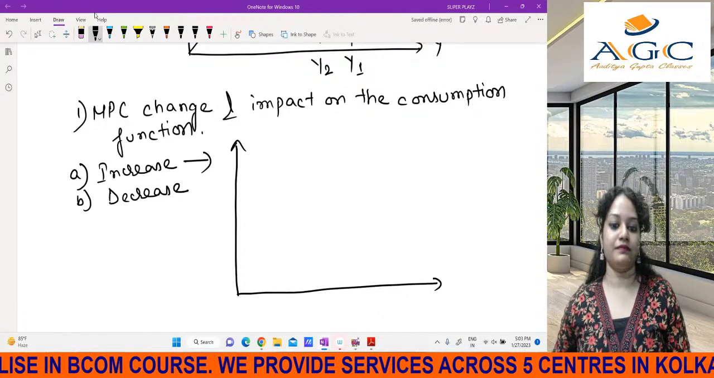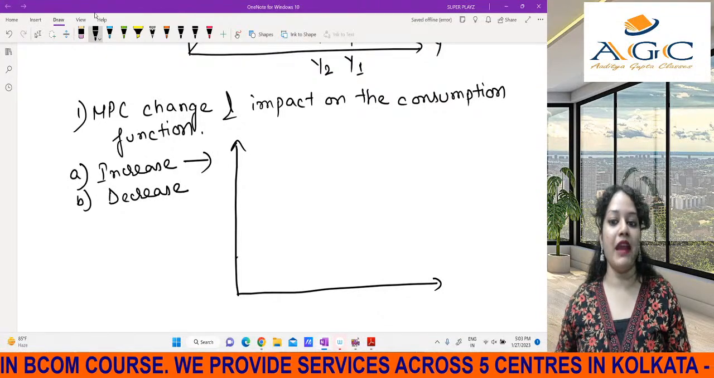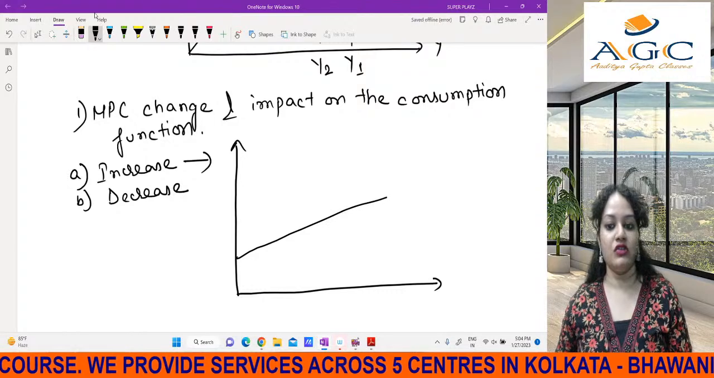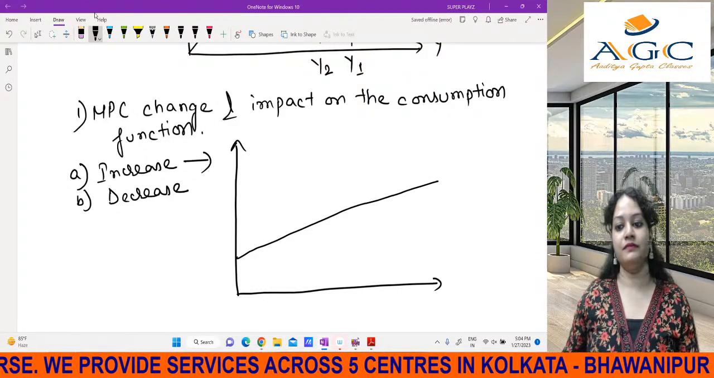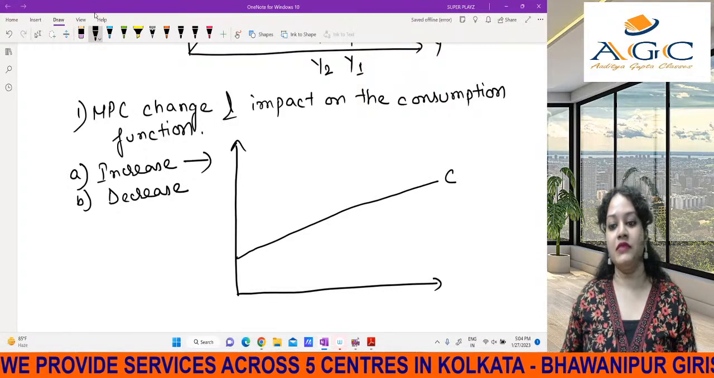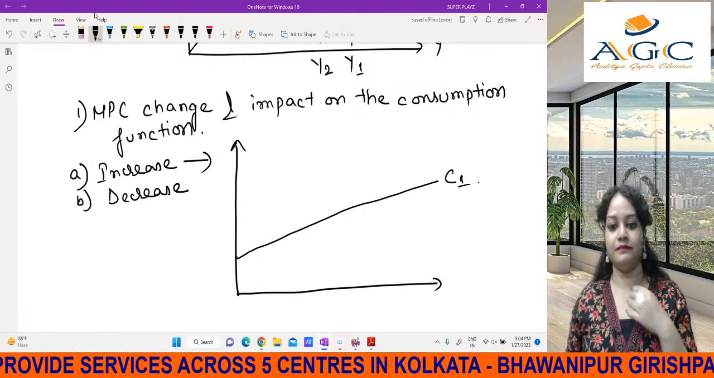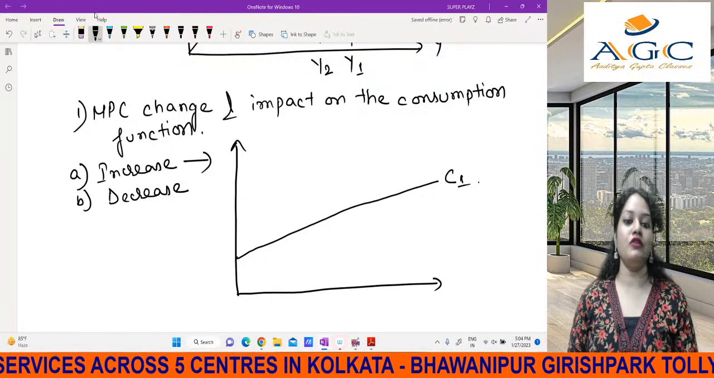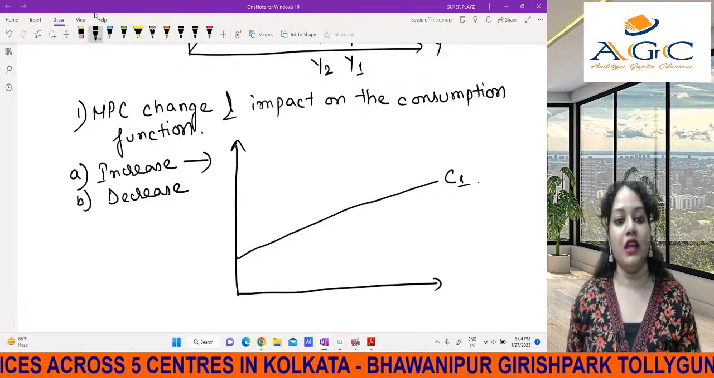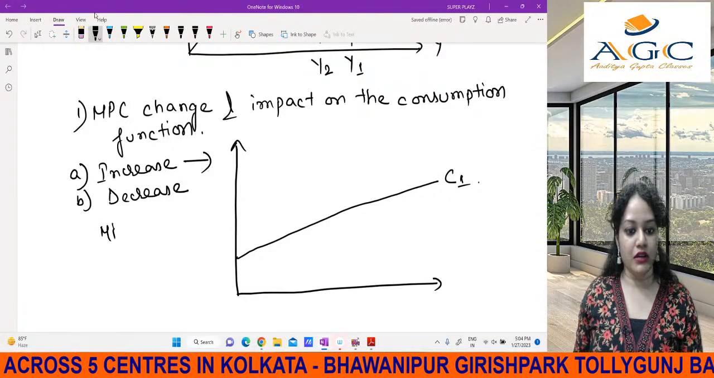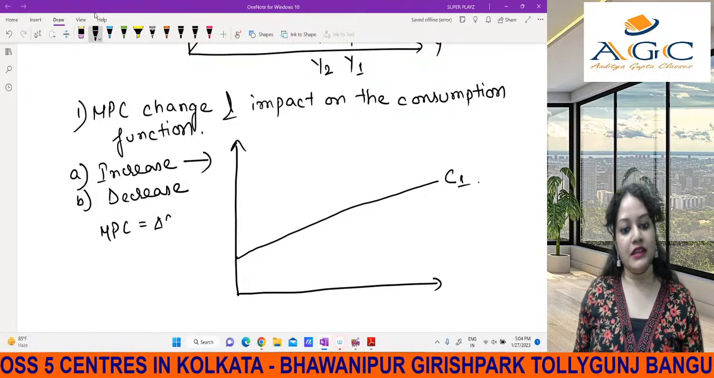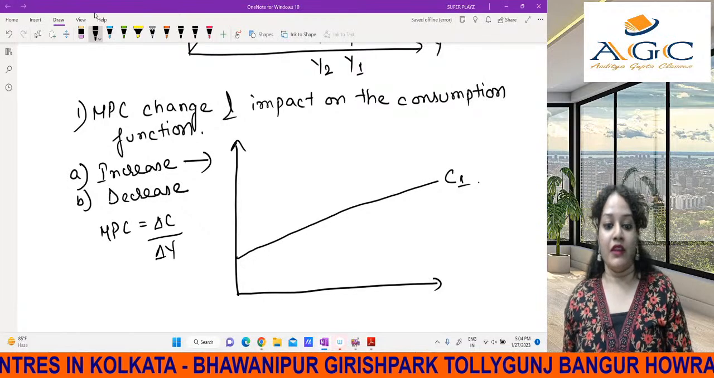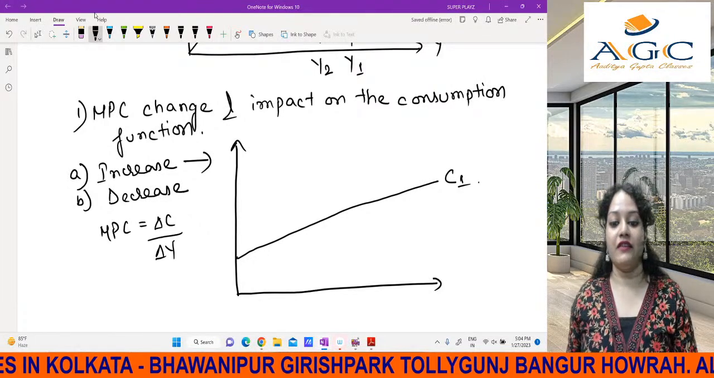Now see, what you're doing, impact on consumption function, means you just have to draw your consumption line. So this is your consumption line. Take it to be C1. Now basically what you have to identify is the slope here. MPC is equal to what? Delta C by delta Y.